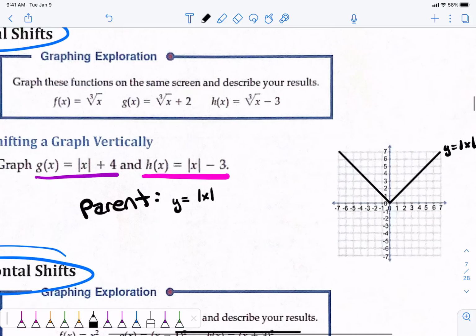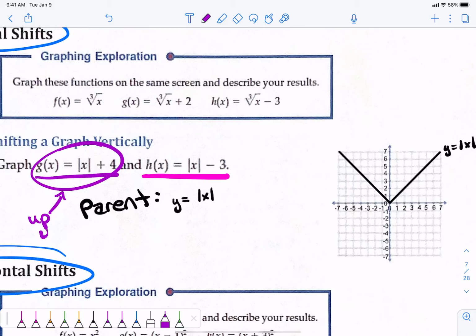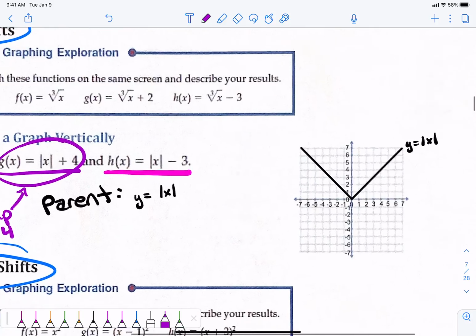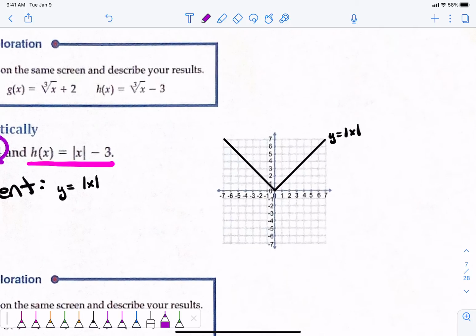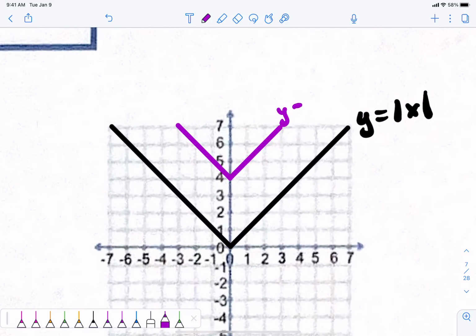Now on that same graph, I also want to graph the absolute value of x plus 4. How does that move it? Up 4. This one is up 4, okay? So we're going to start instead at a positive 4, and go up 1 over 1, up 1 over 1, and start at 4 and go up 1 over 1, up 1 over 1, and that's what it's going to look like. This is y equals the absolute value of x plus 4, okay?